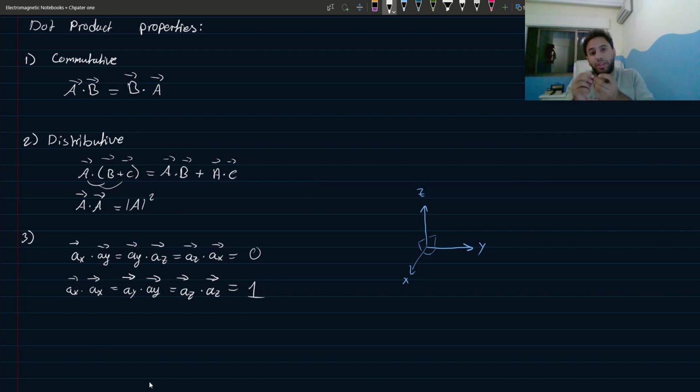And the unit vectors will, quote unquote, disappear. Not really, but they're no longer in the equation. And when the unit vectors are gone, we don't have a direction anymore. We only have magnitude. So the answer will be a scalar unit. And that's why the dot product gives us a scalar output, or a scalar product.